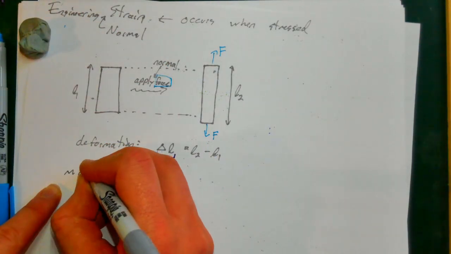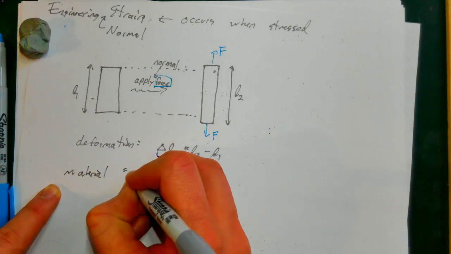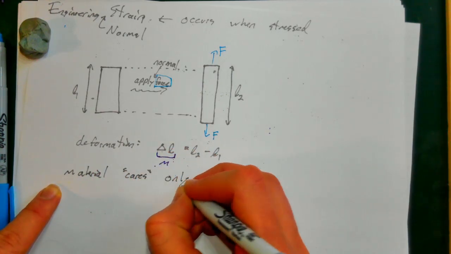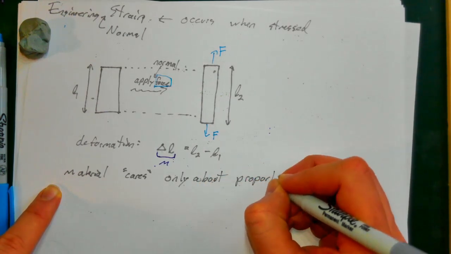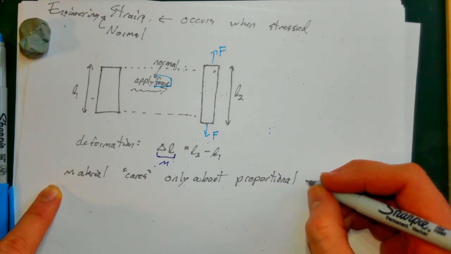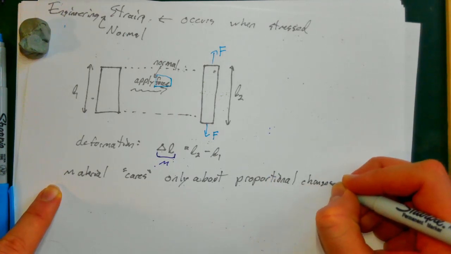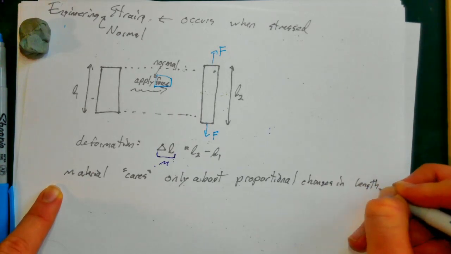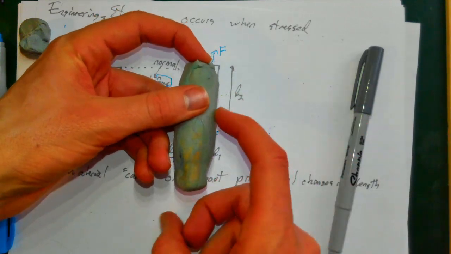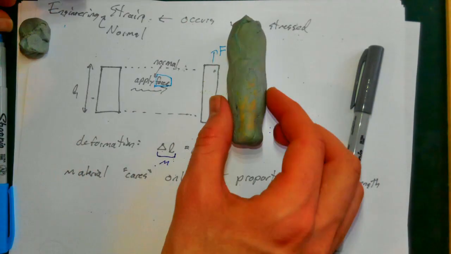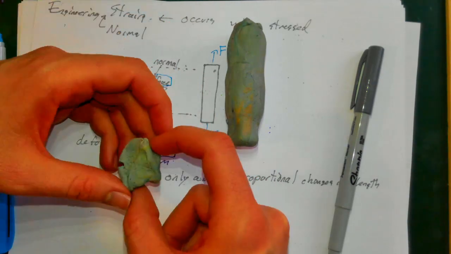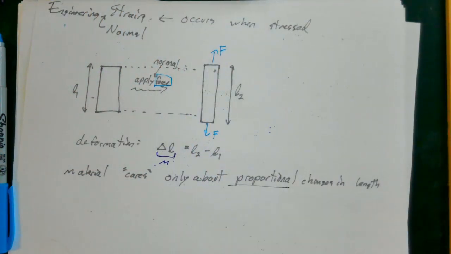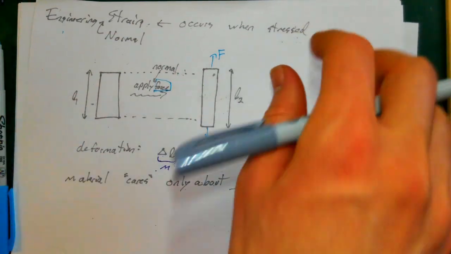So the material cares only about proportional changes in length. It's a lot easier to take something that's 10 centimeters long and stretch it 1 centimeter than if it were only 1 centimeter long at the beginning. That essentially doubles its length, whereas the other one only increases it by 10%. So if we're thinking about proportional changes in length, that's where this idea of strain comes in.